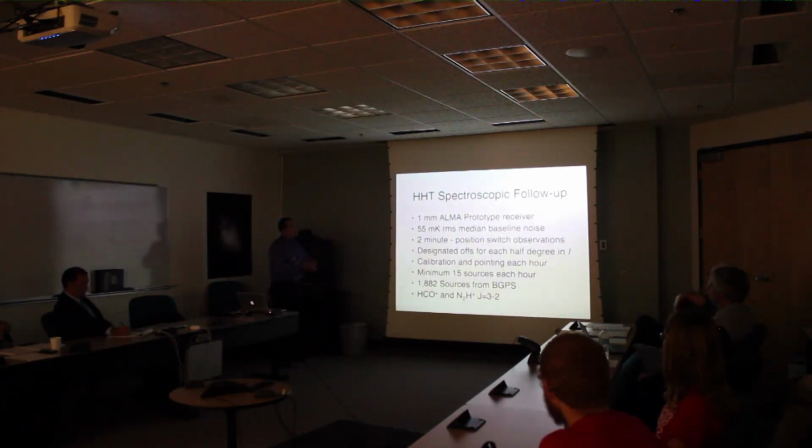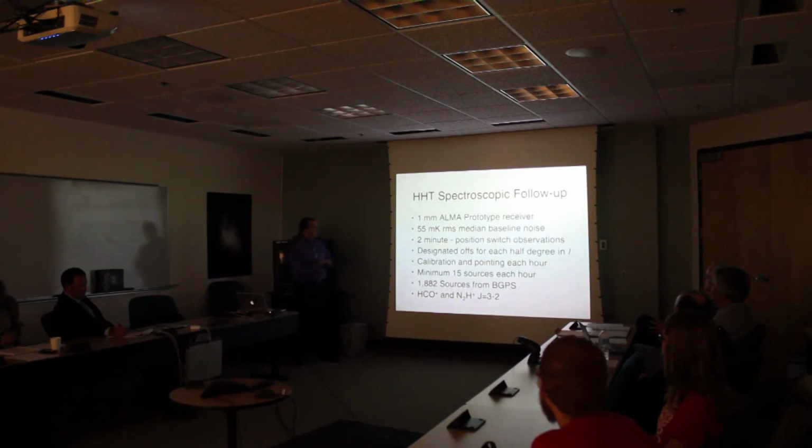So we performed spectroscopic follow-up using the Submillimeter Telescope on Mount Graham. We used their 1 millimeter ALMA receiver, so it was good practice for a lot of the ALMA work that is to be done in the future. We were able to get a 55 millikelvin baseline noise level, which is actually really small if you think about the fact that we integrate for 2 minutes. And that's because this generation of receivers is just that sensitive. So this would not have been able to be done 10 years ago.